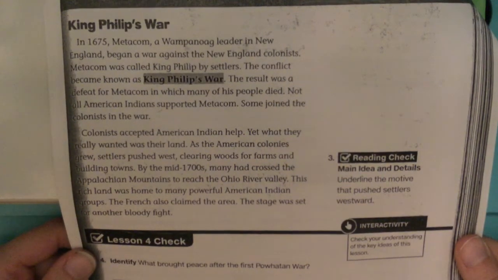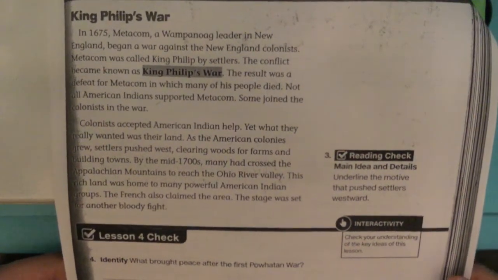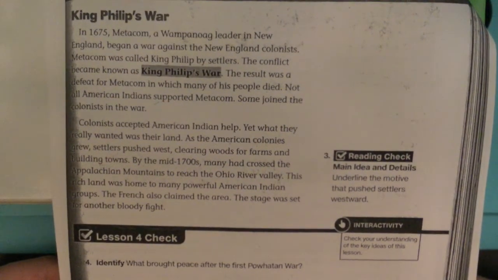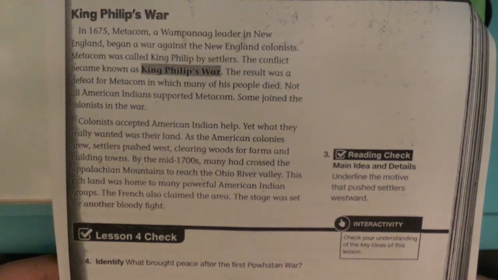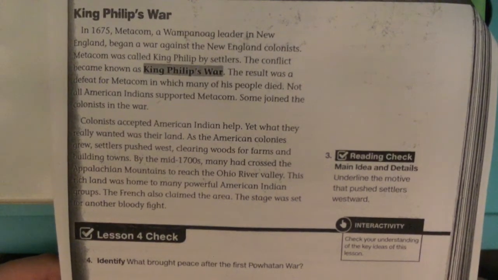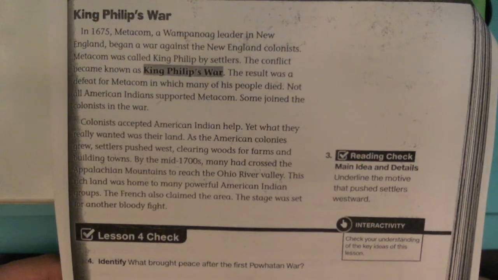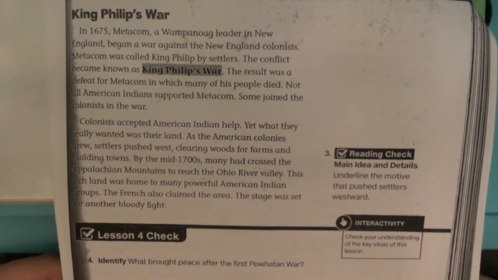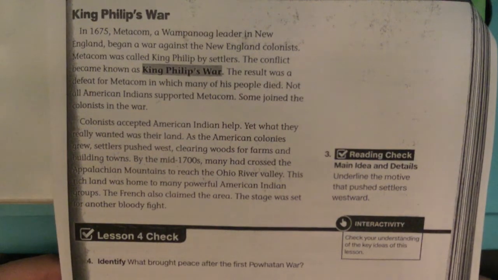In 1675, Metacom, a Wampanoag leader in New England, began a war against the New England colonists. Metacom was called King Philip by settlers. The conflict became known as King Philip's War. The result was a defeat for Metacom, in which many of his people died. Not all American Indians supported Metacom. Some joined the colonists in the war. Colonists accepted American Indian help, yet what they really wanted was their land.